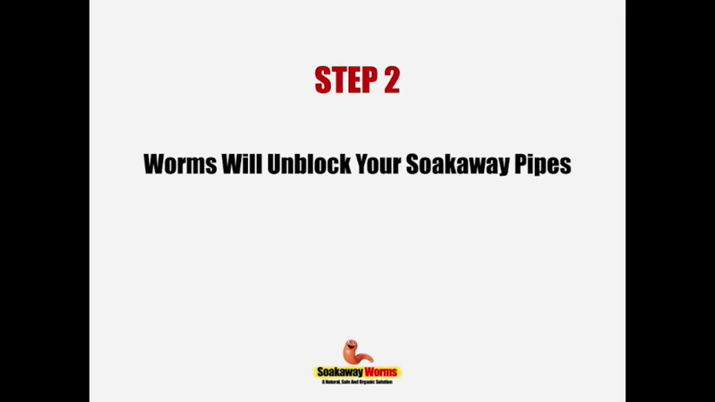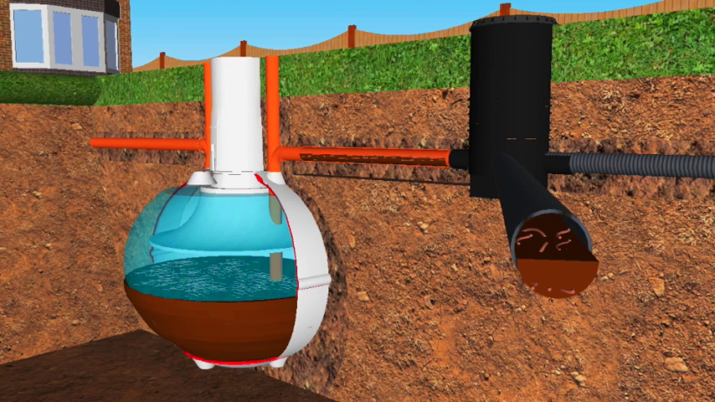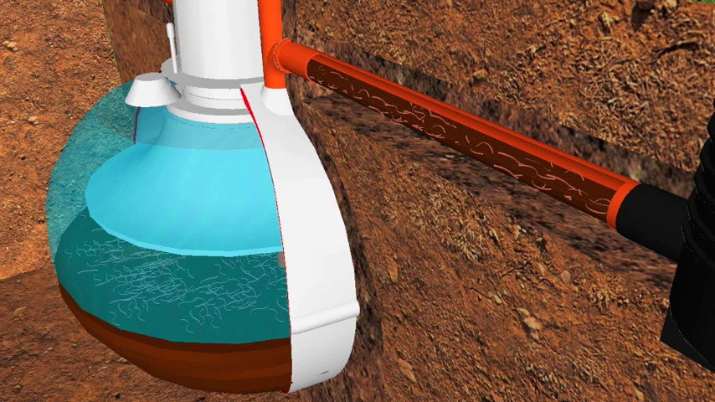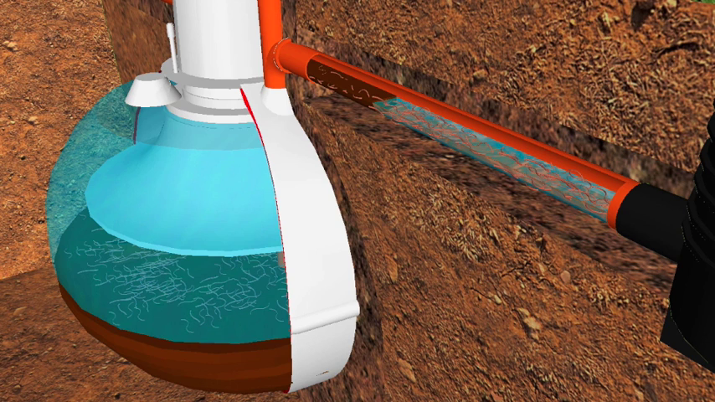Step 2. The worms will very quickly start to eat and digest the sludge, fat and grease that are blocking your soakaway pipes. As the worms eat and remove the sludge, the soakaway pipes will allow the wastewater to flow freely once again.